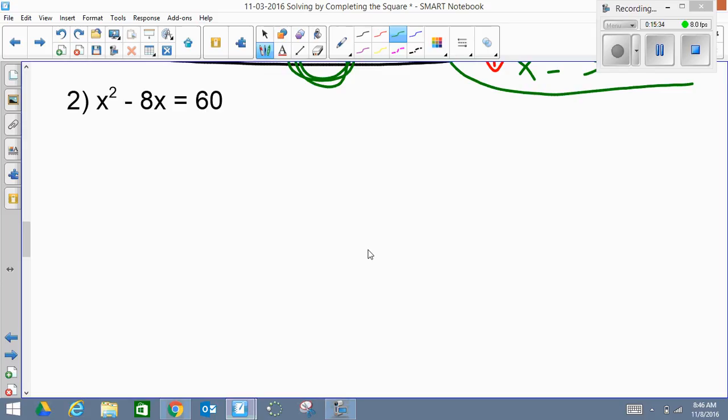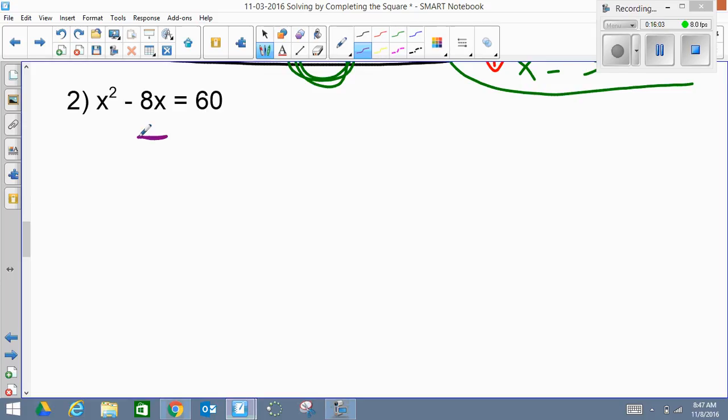Okay, so if you remember, the first step was to have my x's on one side and my numbers on the other side. So which we have, we don't have to do anything for that. So x's on one side, numbers on the other side. Remember the bad joke? That's the only time that you want your x's together. So I have my x squared and the x on one side, so I'm ready to go.